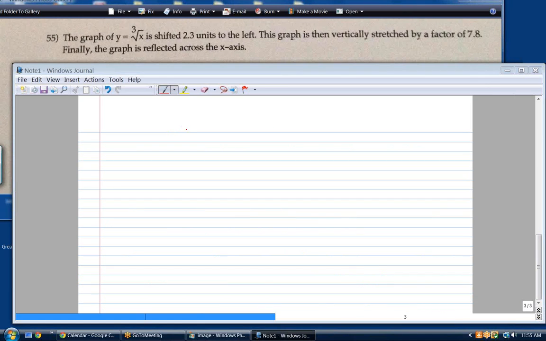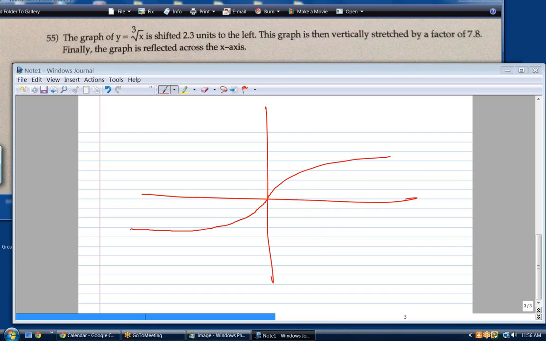So the cube root of x, again, is much like the square root of x, only it goes positive and negative. So this is y equals x to the 1/3. And it's shifted 2.3 units to the left. This graph is then vertically stretched by a factor of 7.8. Finally, the graph is reflected across the x-axis. Okay, so this equation shouldn't be too hard to come up with.